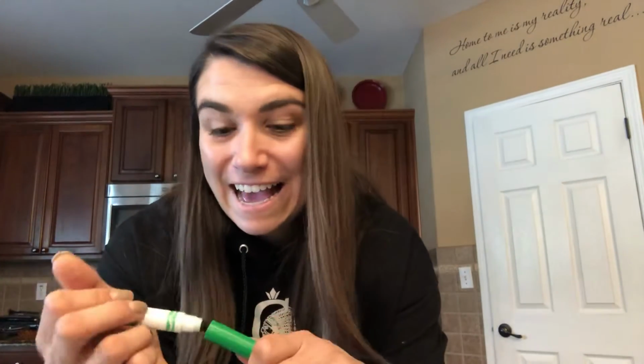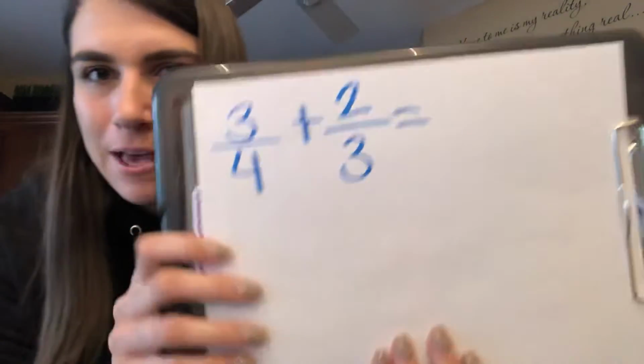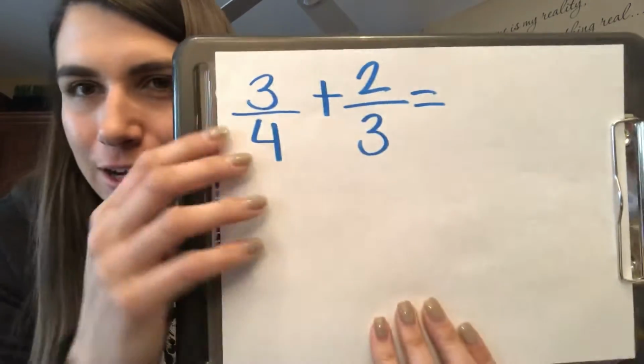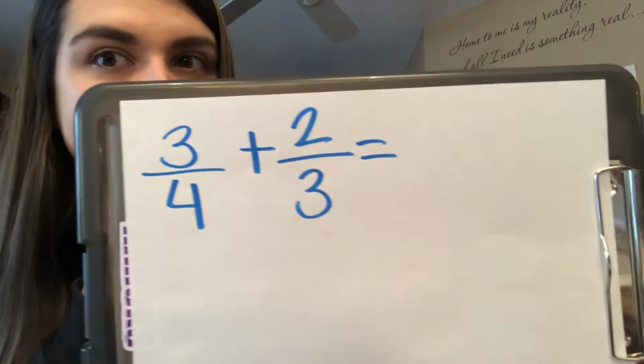All right, good job. Here's your last one. This one's a little trickier because I wanted to give you a little bit of a challenge problem. So you have 3/4 plus 2/3. So how can you change the denominators to make them the same?